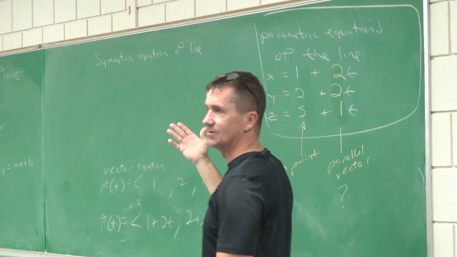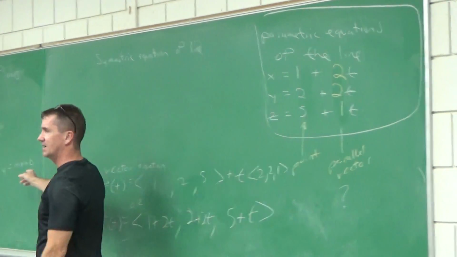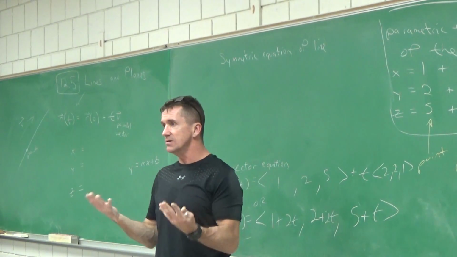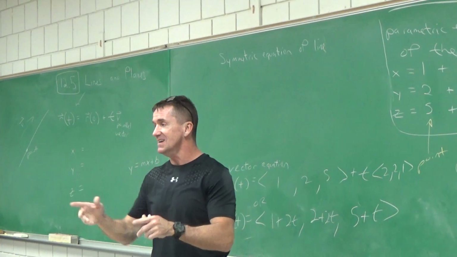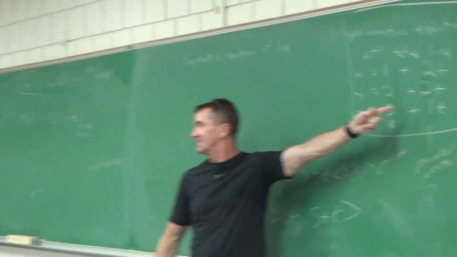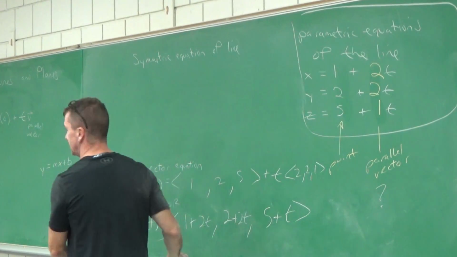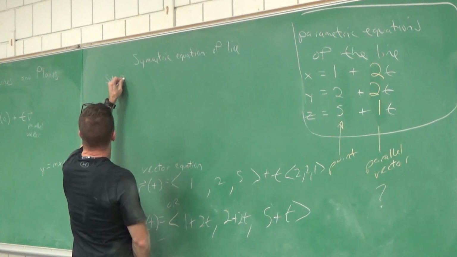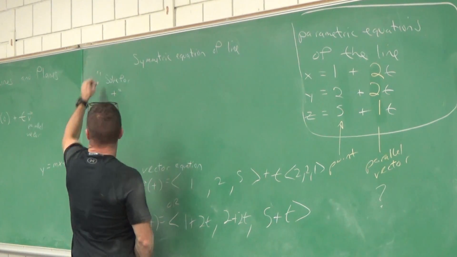What am I trying to do? I want to write it like this. I want to eliminate the parameter, what? t. So because we want to eliminate t, let's solve for t in each one. Just go ahead, solve for t in each part. And that way we can just eliminate.